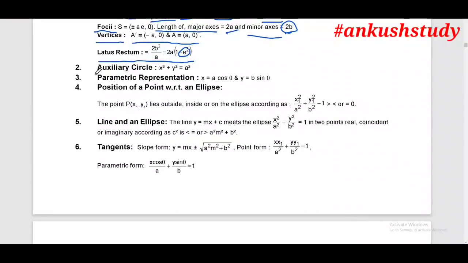Okay, so now the next formula is auxiliary circle. X square plus y square is equal to a square.